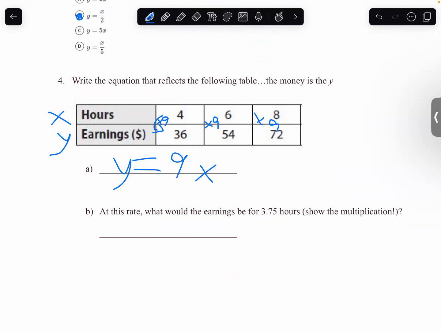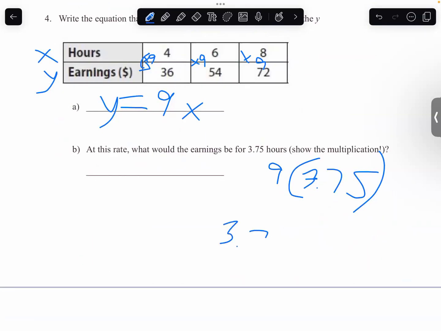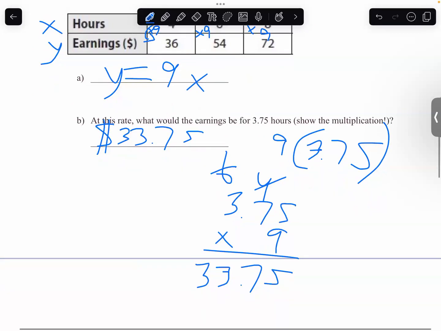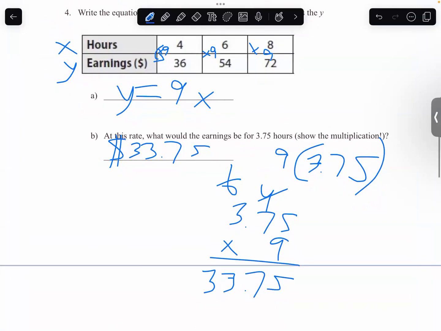At this rate, what will the earnings be for 3.75 hours? So what you're doing effectively here is you're taking the y equals 9x, and for the x, you're filling in 3.75, like we've done substitution, right? So now you're going to do 3.75 times 9. So that's 67, 27, 33. Okay. So that would be $33.75. Okay.